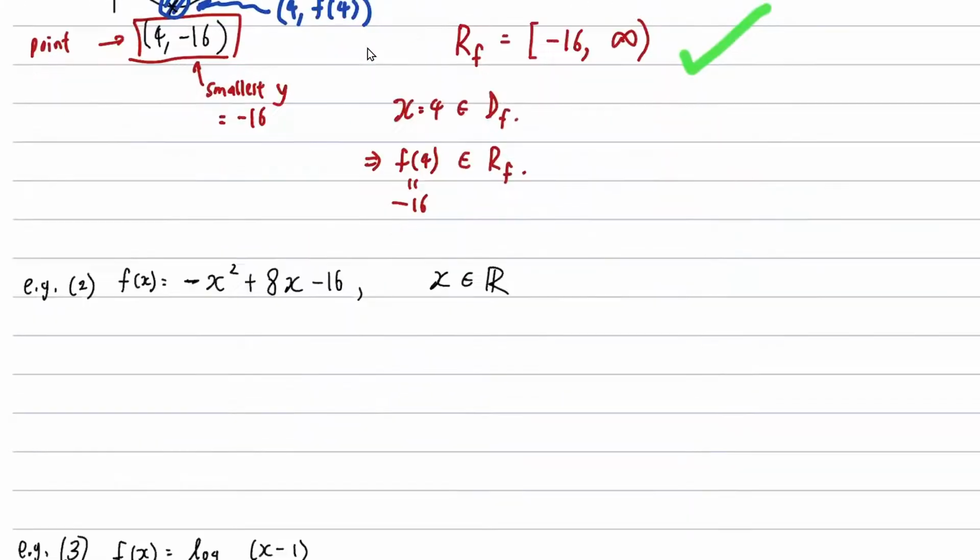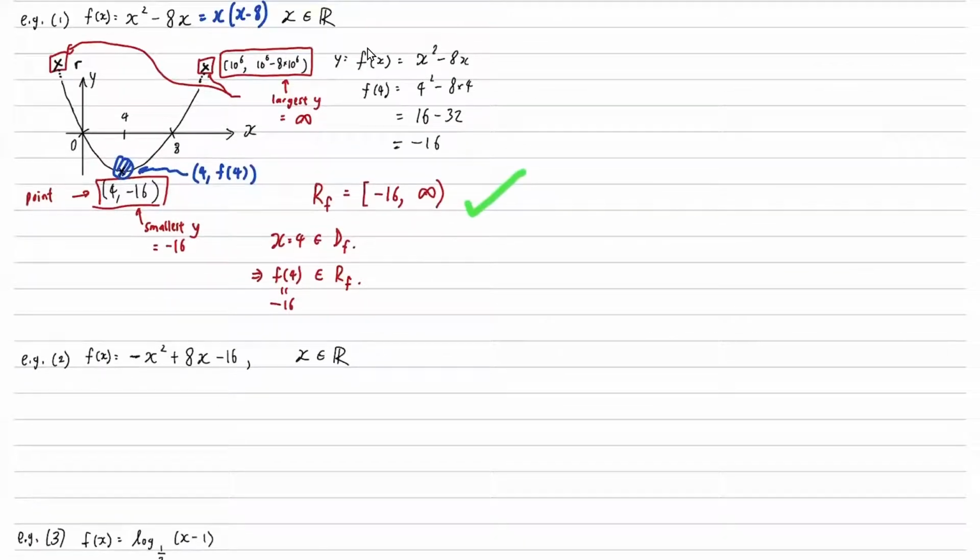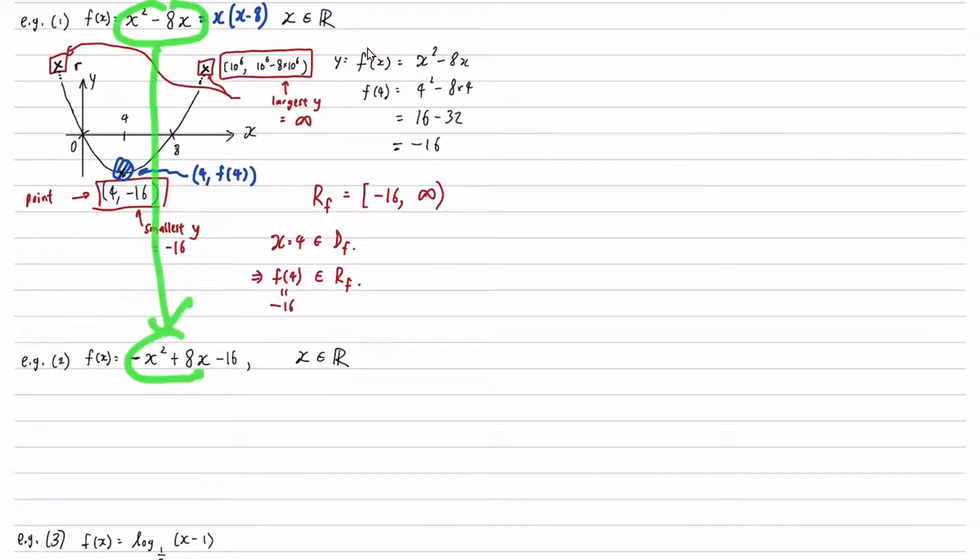Okay, next one. We're going to go for another example. Minus x squared plus 8x minus 16. Can you see how they are related? x squared minus 8x to minus x squared plus 8x minus 16. The graph brought down by minus 16? No, more something else. Positive x squared becomes minus x squared. Minus 8x becomes plus 8x. The graph changes, like it flips over. About which axis? X-axis. Exactly, correct. So just to save some time, you can see the pattern.